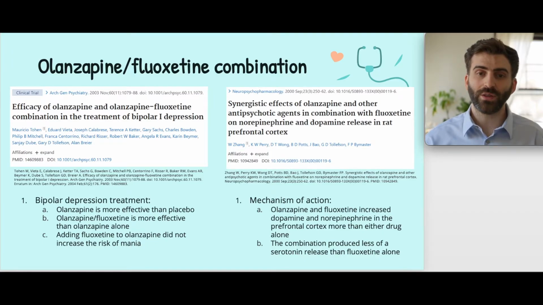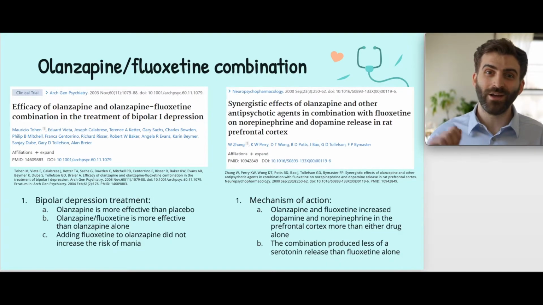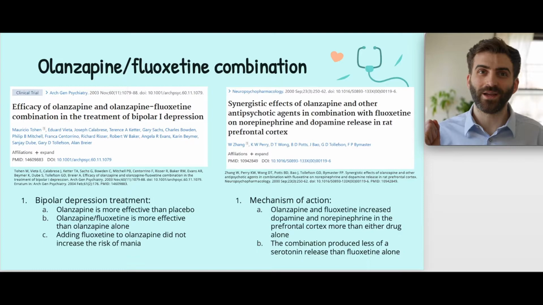So a study showed that olanzapine was more effective than placebo in treating bipolar depression. But this same study found that olanzapine and fluoxetine in combination was more effective than olanzapine, which was more effective than placebo. So the combination is better than olanzapine alone. And the reason why might surprise you. So it's not really due to the SSRI effects of fluoxetine.